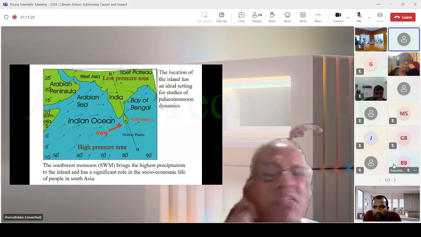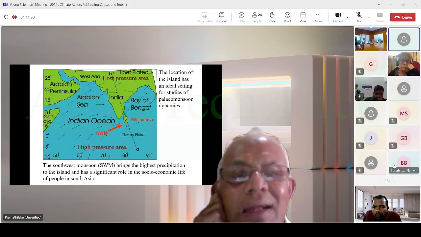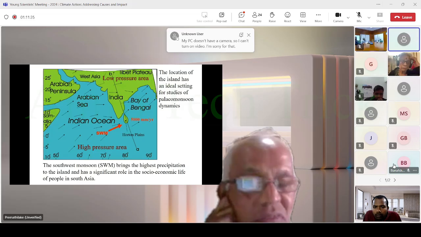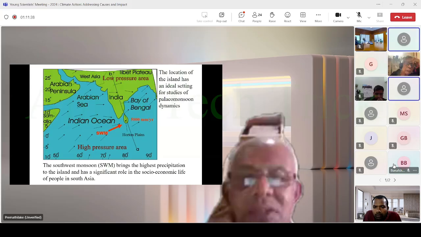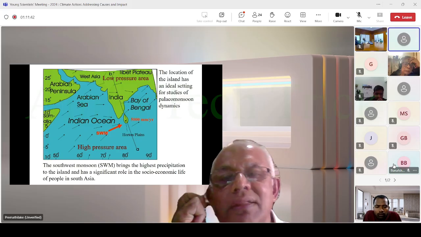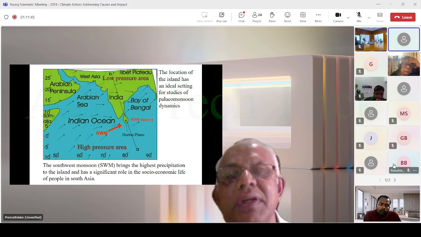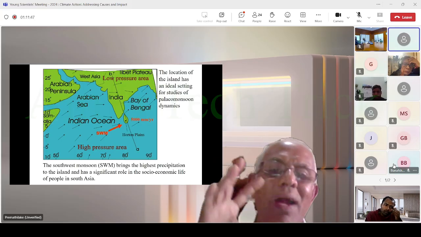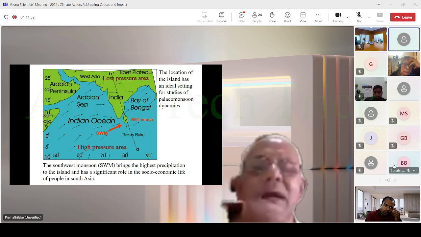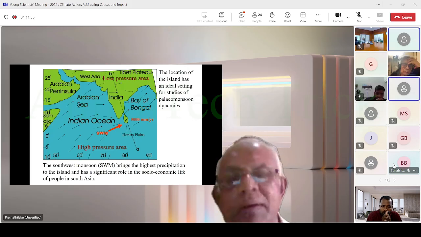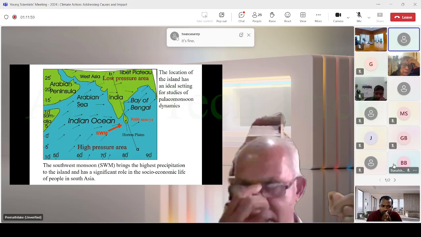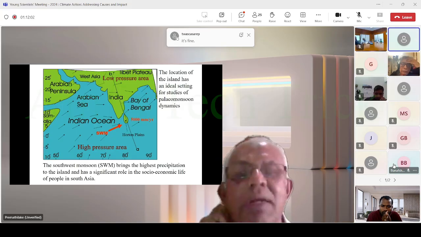So the situation is a small island in the Indian Ocean, which receives quite heavy rainfall from the southwest monsoon, the summer monsoon. The location itself is very important for understanding paleoclimate, because there is no other island in the southern part. It links directly to central Sri Lanka and other parts of Sri Lanka. Anyway, the southwest monsoon, or Indian summer monsoon as we call it, is the main factor behind the very high rainfall in this part of the world.